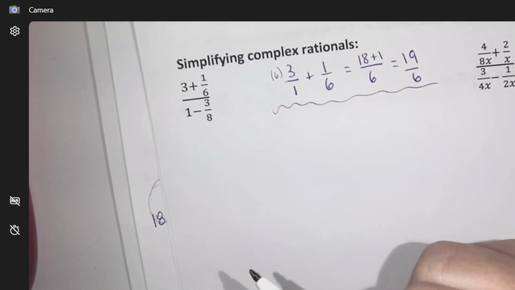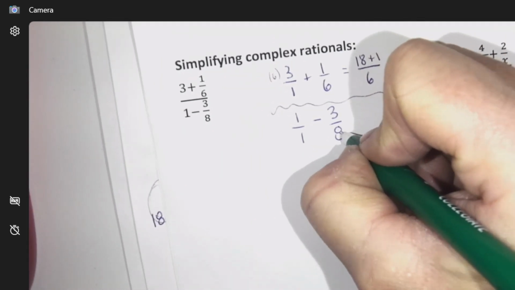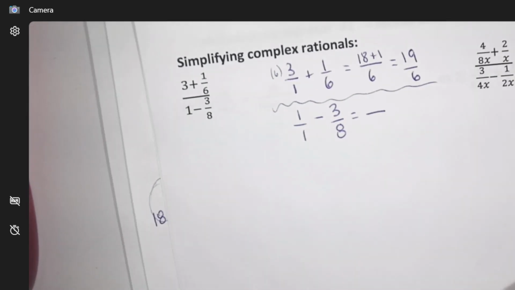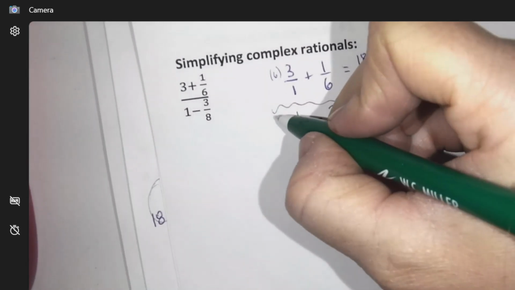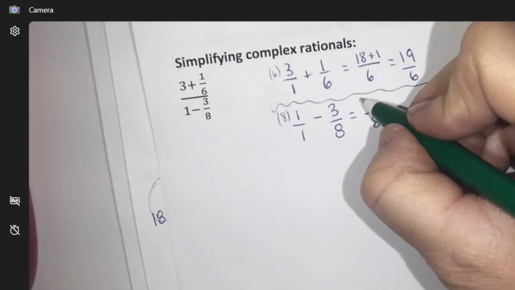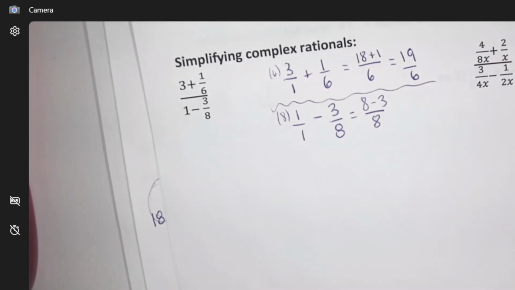Okay, now on the bottom I have a 1 over 1 minus a 3 over 8. So I'm going to put those together with adding. So what would I use as a bottom? 8. So I would times this by 8. I have 8 on the bottom, so I would do nothing.